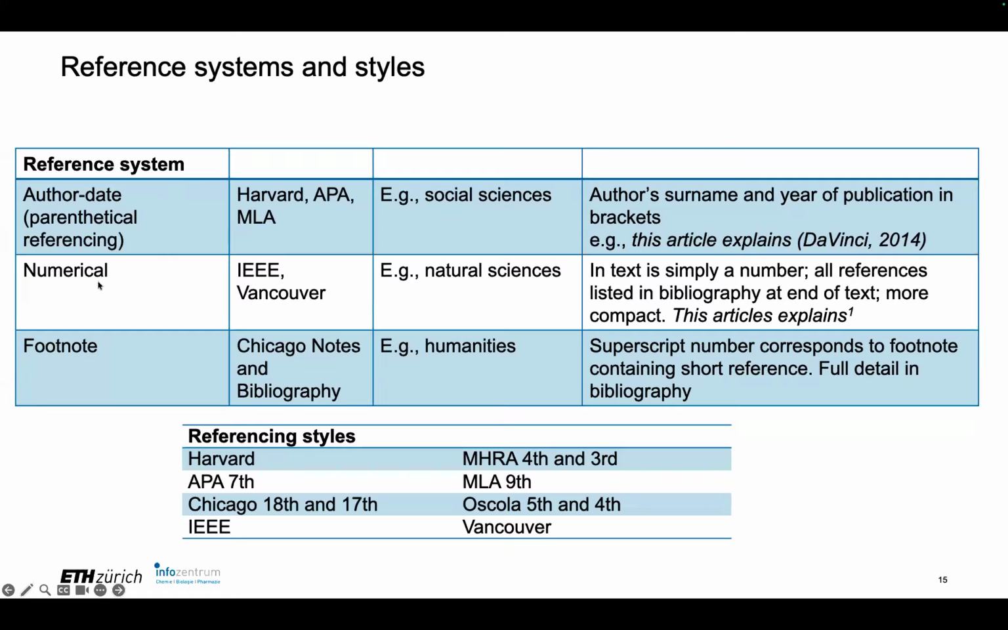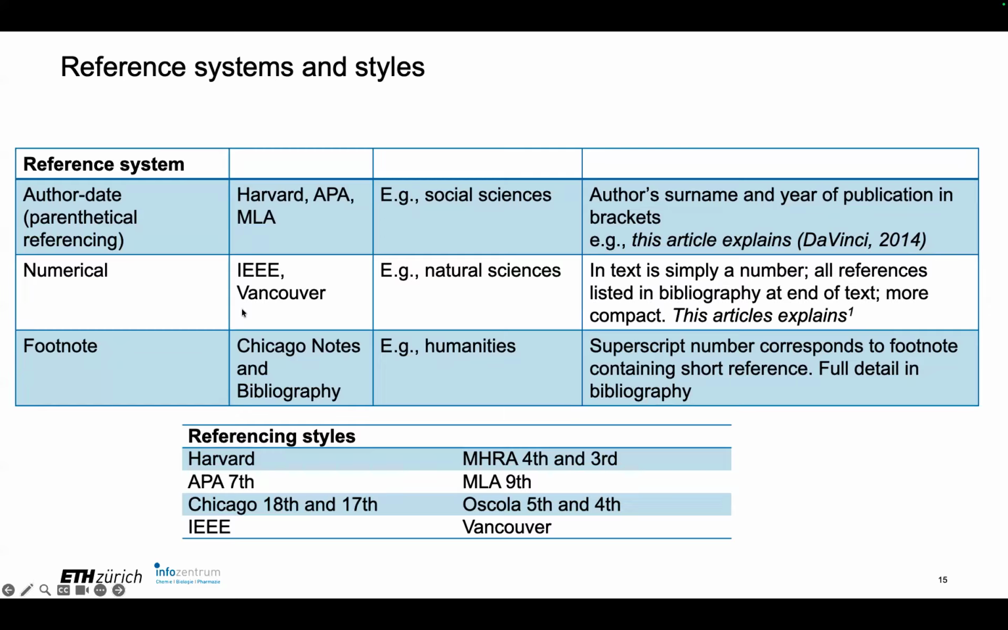Often in natural sciences, you have the numerical system. For example, the Vancouver style uses this system. And there in a paragraph, you have as a citation just a number as a subscript or in brackets. And all the references are then listed at the end of the article, at the end of the text. For example, this article explains, you have the subscript, and at the end, the full reference.